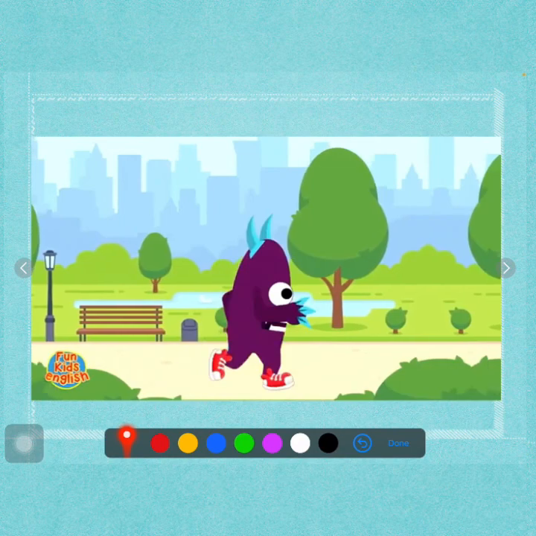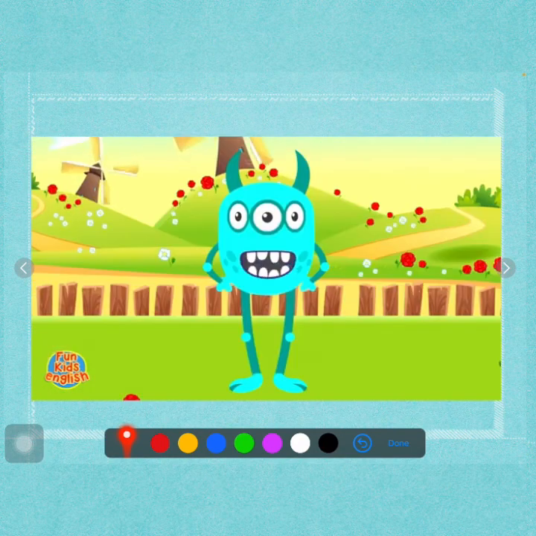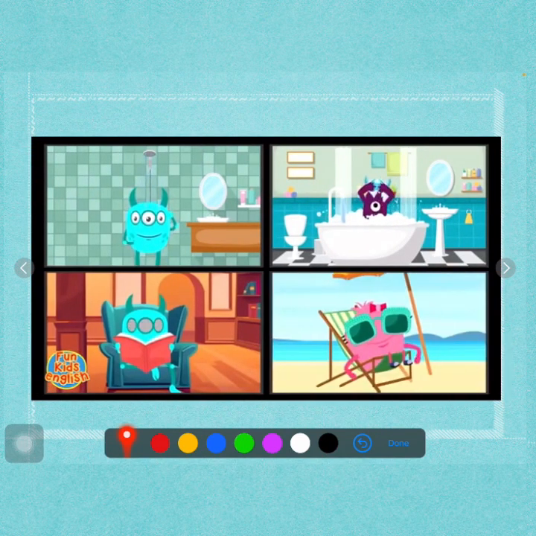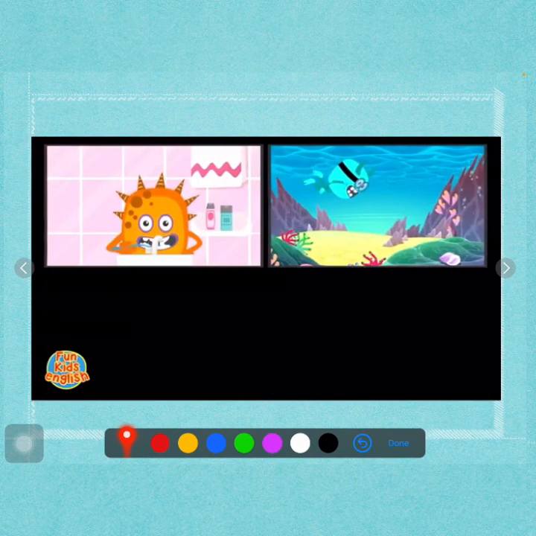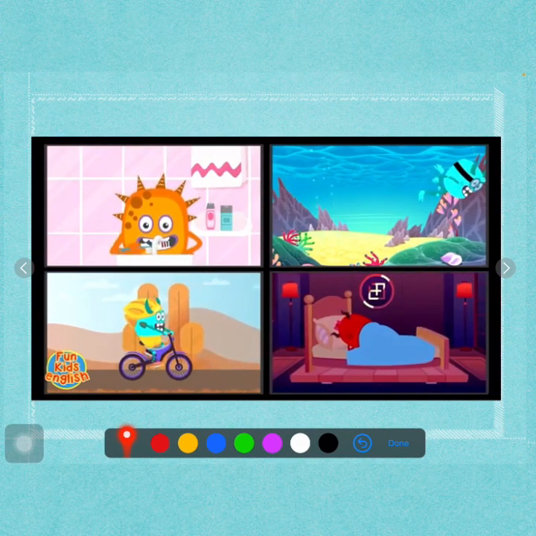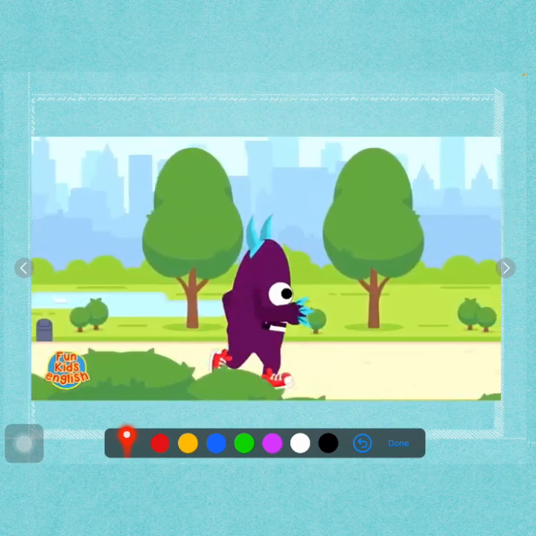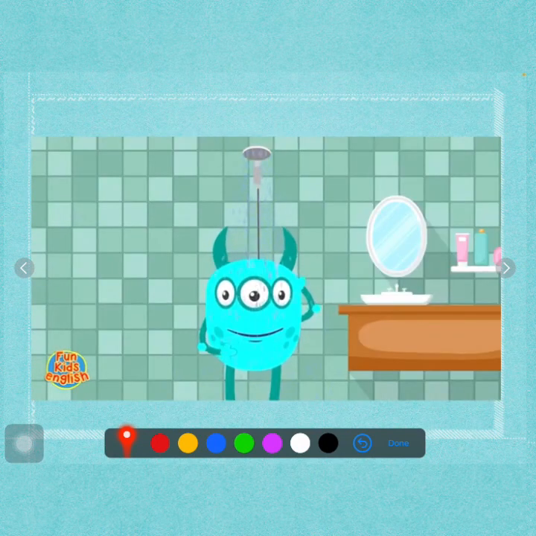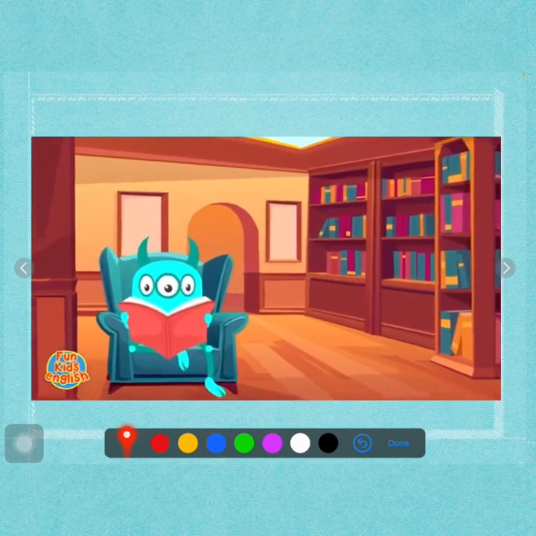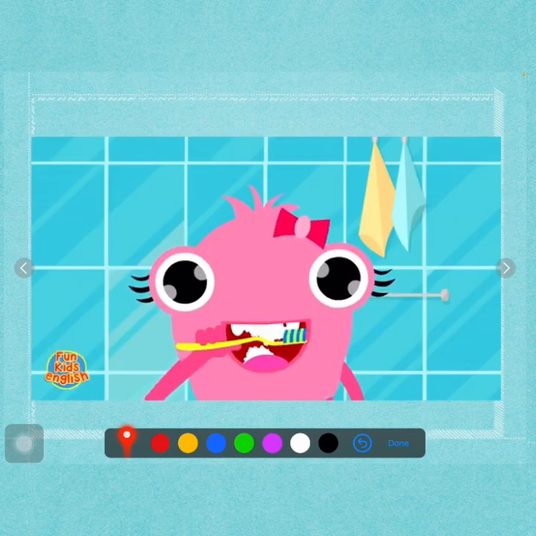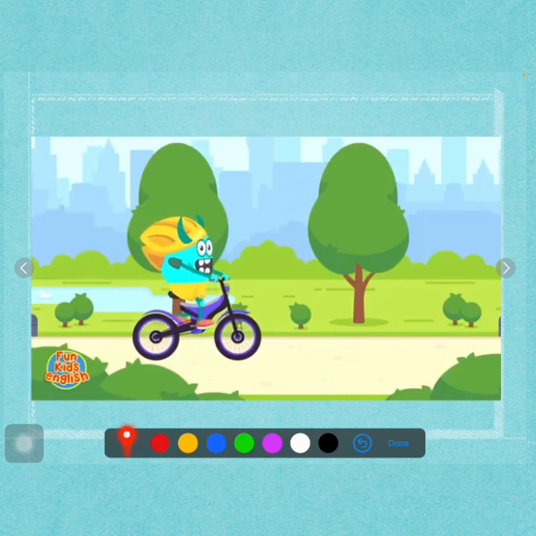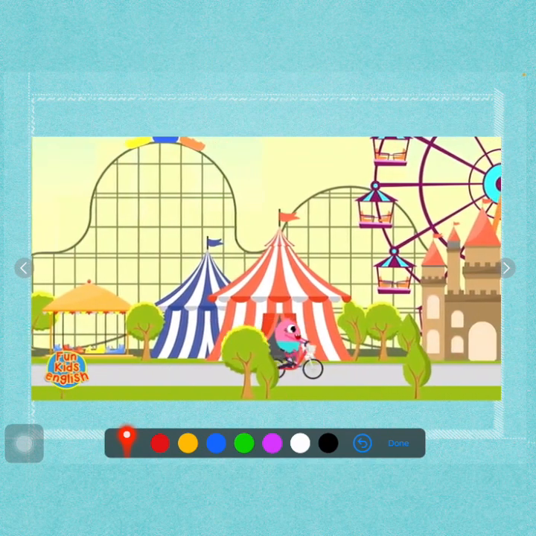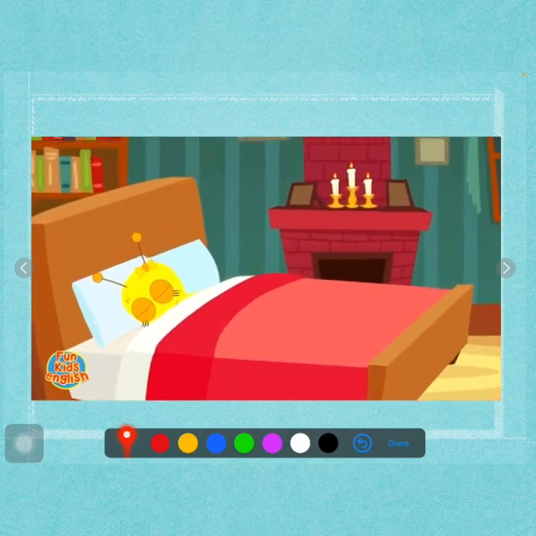Every day, what do you do every day? Every day, what do you do every day? What do you do every day? What do you do every day? I take a bath, I take a bath. What do you do every day? I brush my teeth every day. I ride a bike every day. I ride a bike, I ride a bike. I go to bed every day.